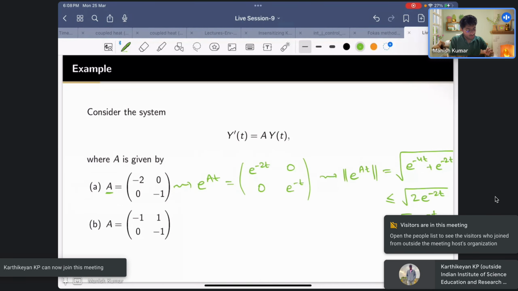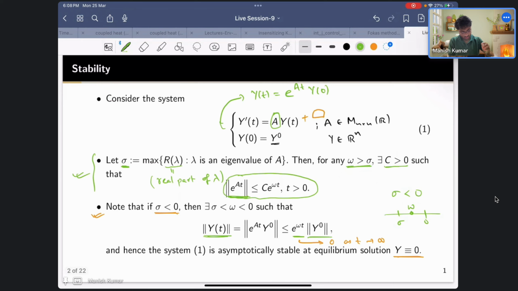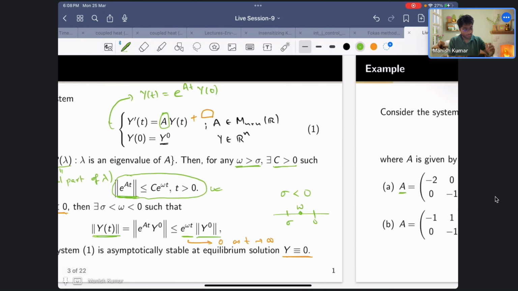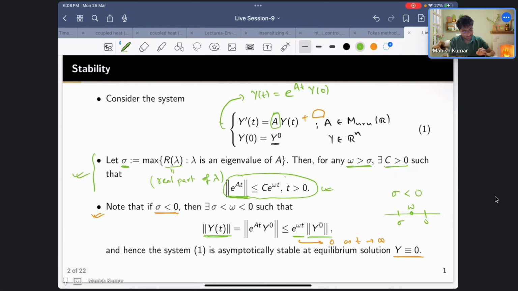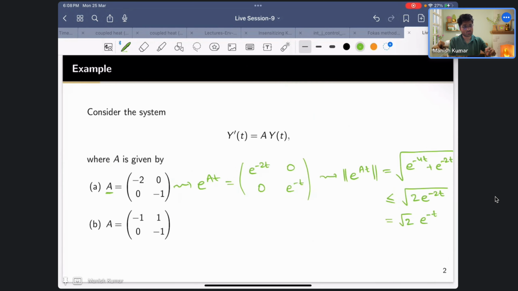Okay, so we'll have this entry that it is root 2 times exponential of minus t. So we have got an estimate of this kind, what we mentioned over here, what we saw here, right? So over here you see what is the power, over here what is the omega, if you compare with this one. Here omega you can see is minus 1. So let's not worry about this constant c.